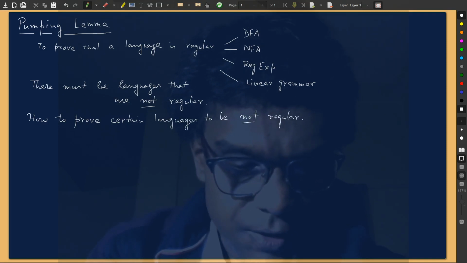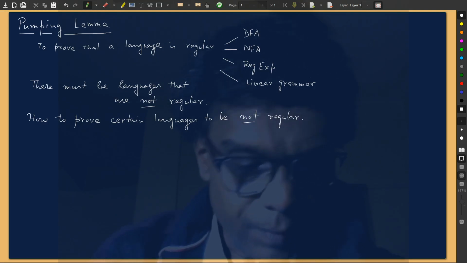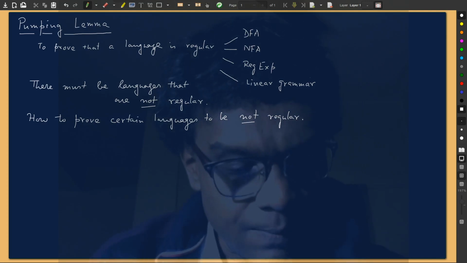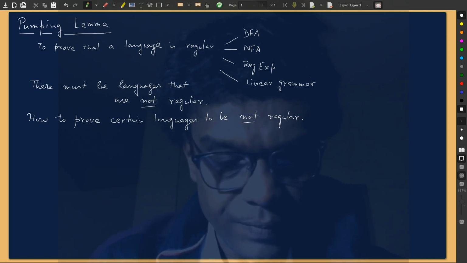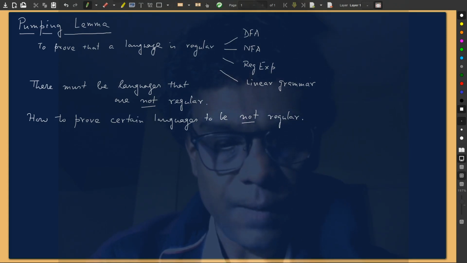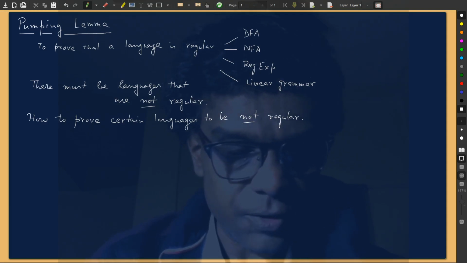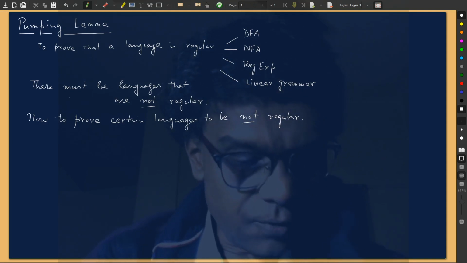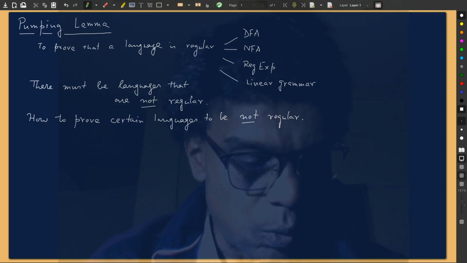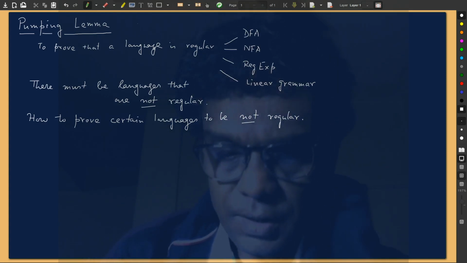Of course, any construction like DFA, NFA, regular expression, or linear grammar fails. But how do I formally establish that no such construction is possible? Okay. So this is going to be a little bit more difficult than providing a construction. Fortunately, we have a tool called the pumping lemma at our disposal, and we will use it to prove that certain languages are not regular.